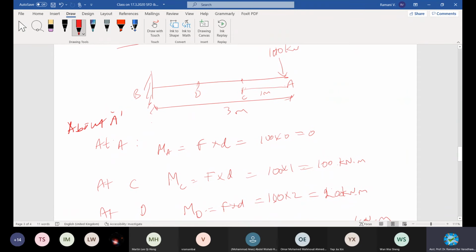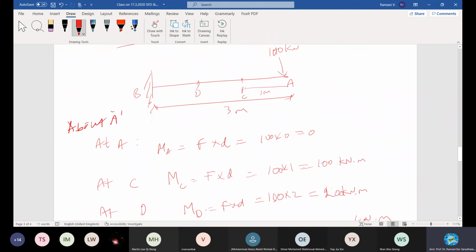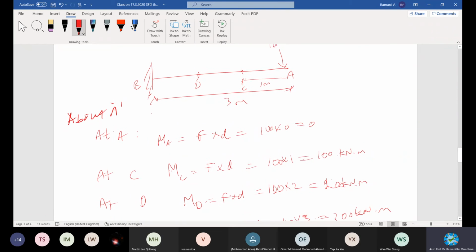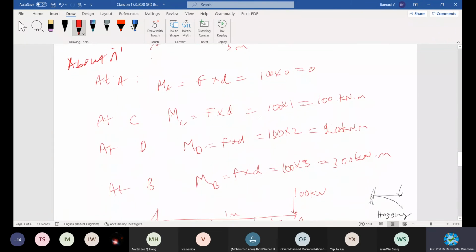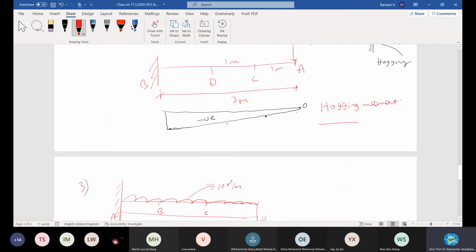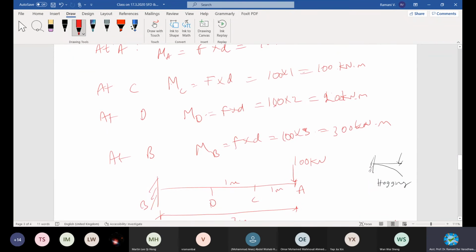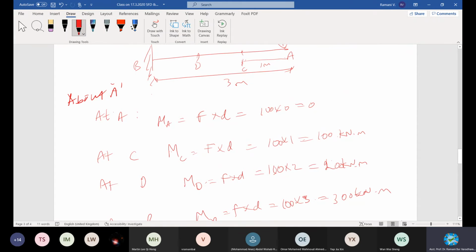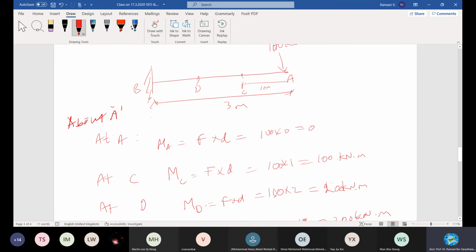You calculate it. One moment. What is going on? I think it's wrong. Yeah, correct only. Not about A. We are moving one by one, part by part. I didn't resolve at one point. We are doing part by part.